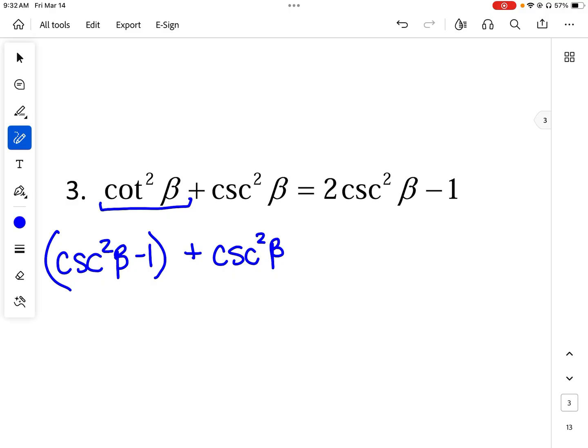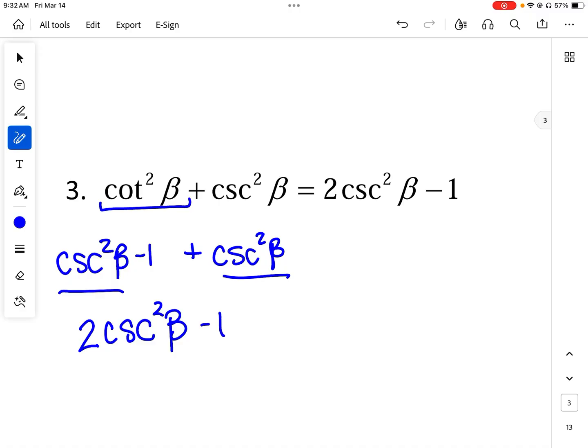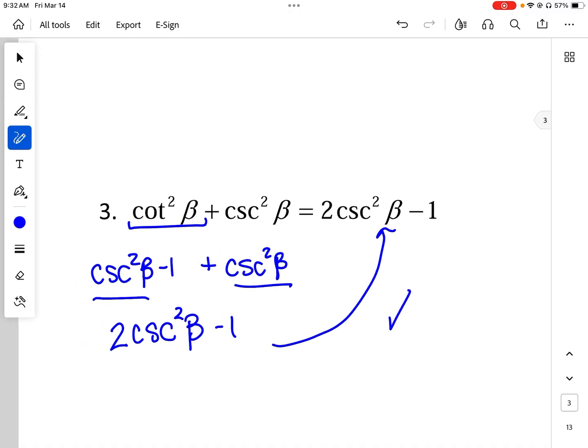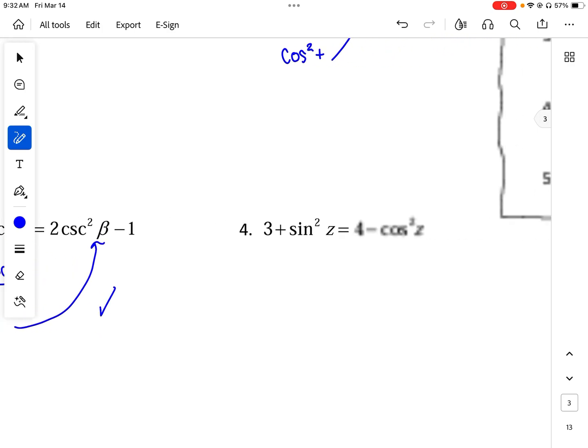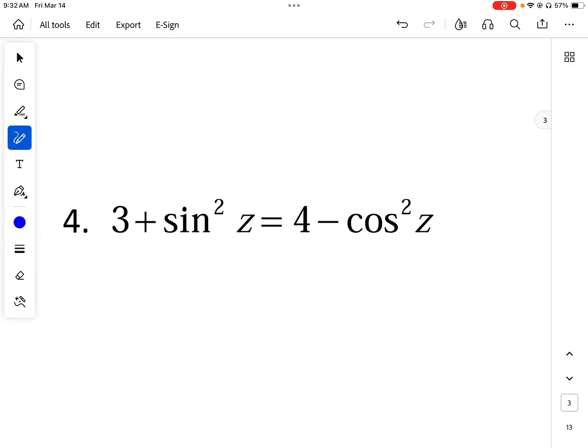Okay, and I just combine like terms. I really don't need those parentheses there, so I'm going to take them off. And I have 2 of these, so I'm adding, I'm not multiplying. So whenever you do that, you would just change your coefficient. And there we go. That is it. Okay, let's look at our next one.